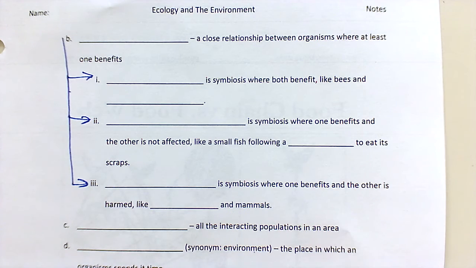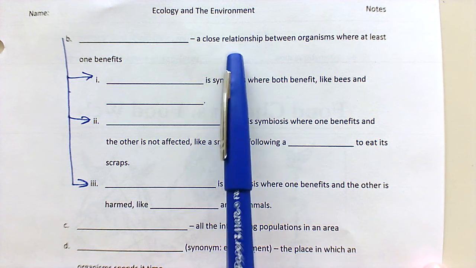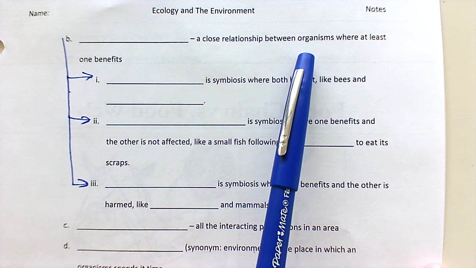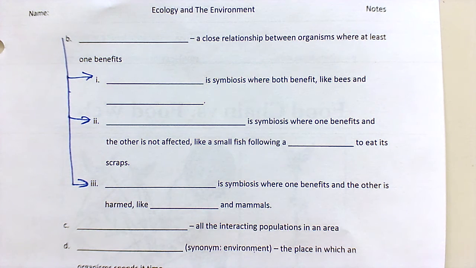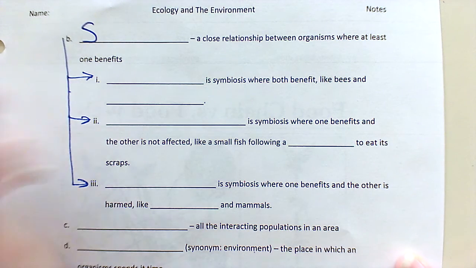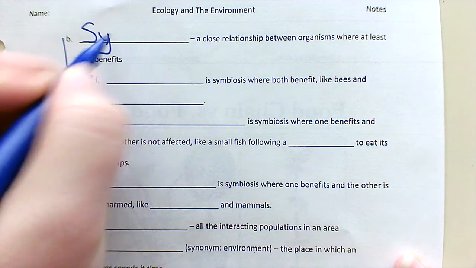Here's a word. This one was hit hard on the questions I had you do out of the text. Anytime there's a close relationship between organisms, and this is the generic, at least one benefits, but we're not saying which one. That's an example. Parasitism is another example. That's one of these kind of sub ones. Is it the C one? Nope. It starts with an S. Symbiosis.